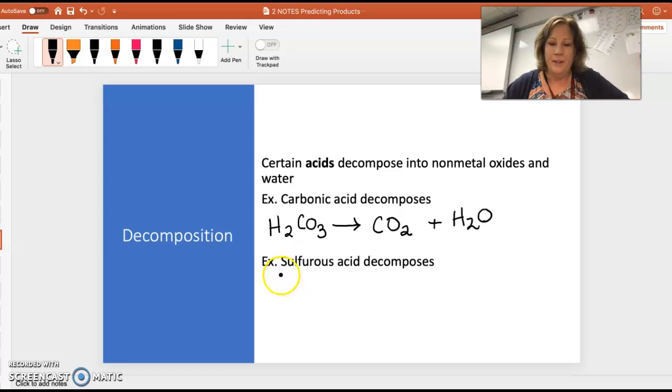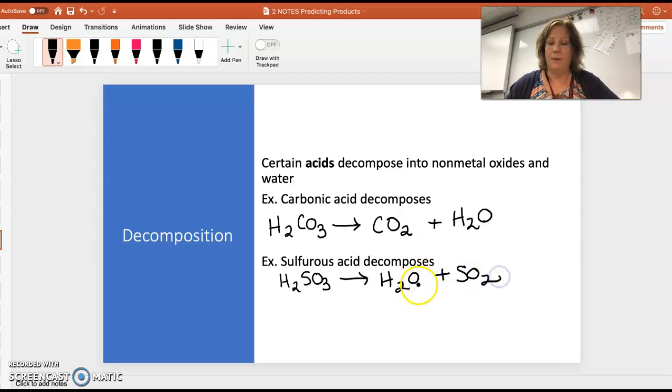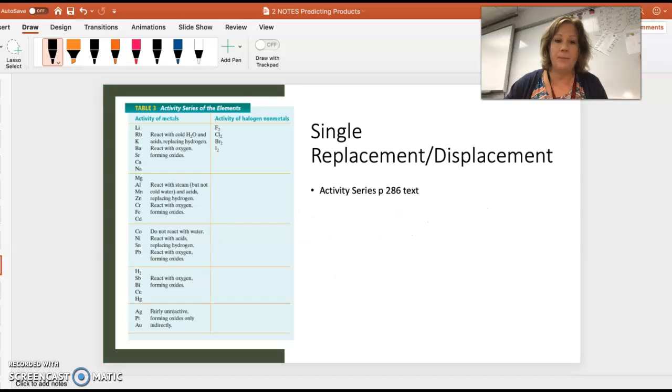So let's do another, and at any point you should pause me and then try and see how you do. This one is sulfurous, so that comes from sulfite, which is -2, and that's why we have 2 hydrogens. And again, I like to do the water first, or it doesn't matter what order, but then I know that my nonmetal oxide will be 1 less oxygen because one of them went into the water. So that's it for decomposition.